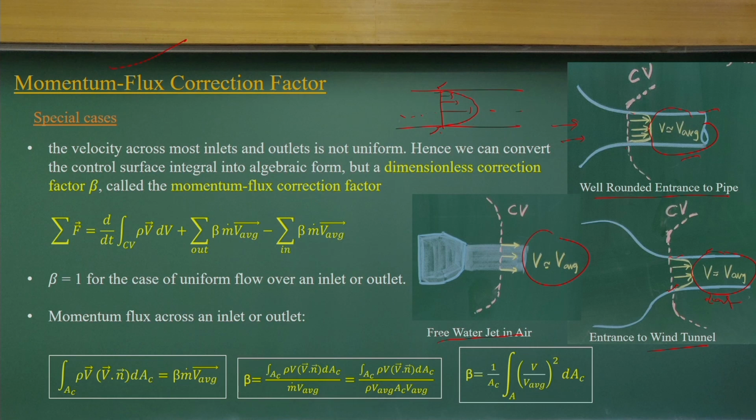So, if you are computing the momentum flux based on the average, then you should have a correction factor for that. This is the momentum flux correction factor, the dimensionless correction factor beta, since the velocity at most inlets is not uniform. We can convert the control surface integral to algebraic form, as here. Because V average computations are easy, and you know the mass flows in and out for each control volume inlet and outlet.